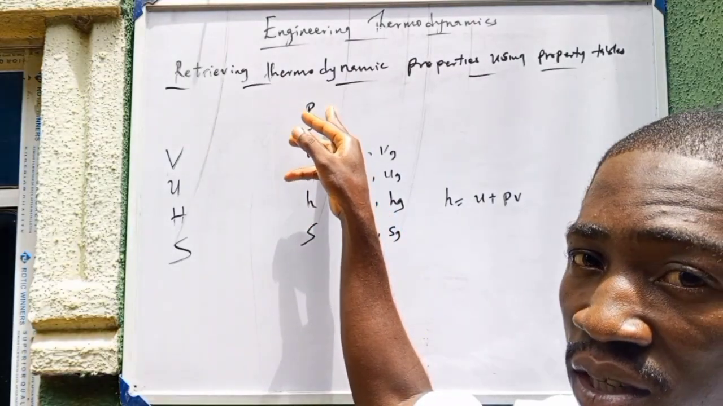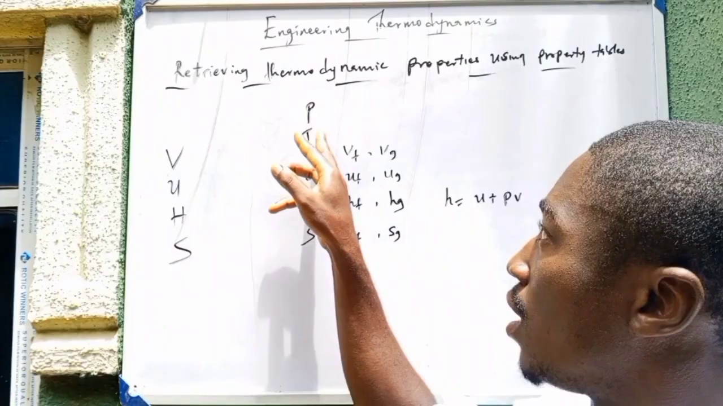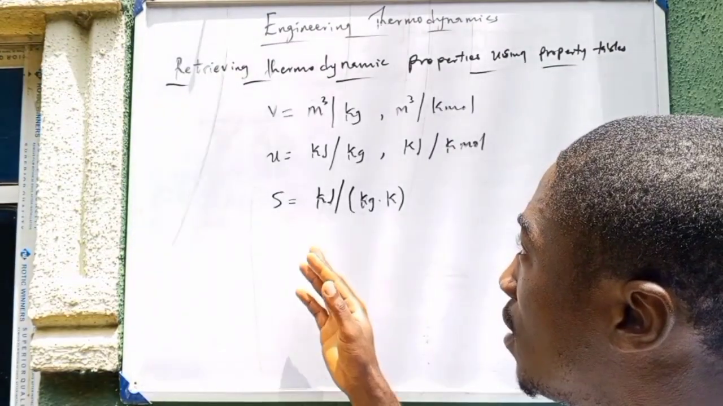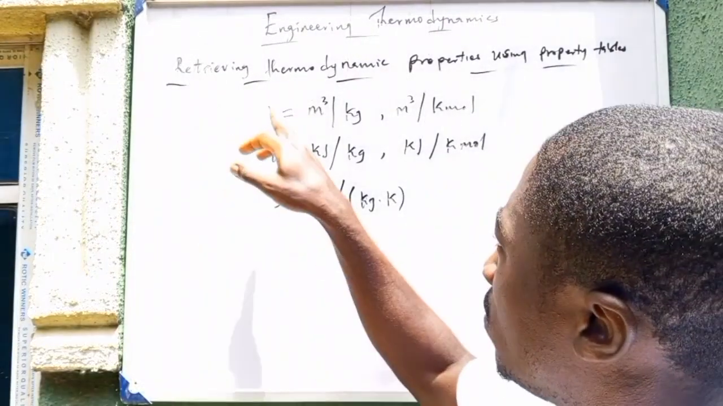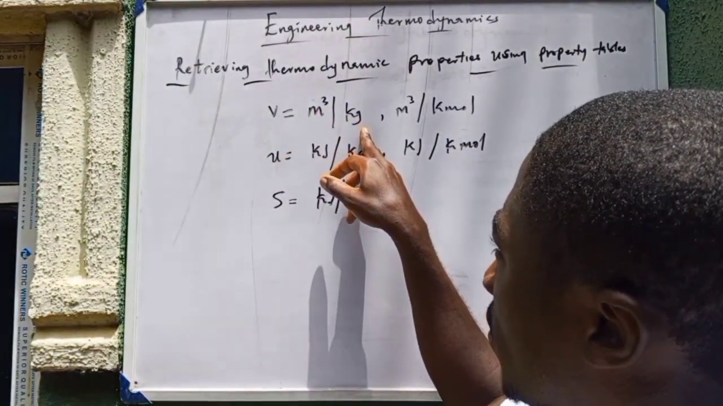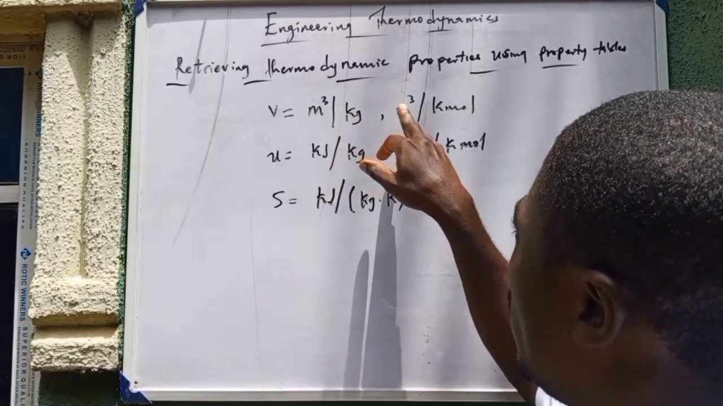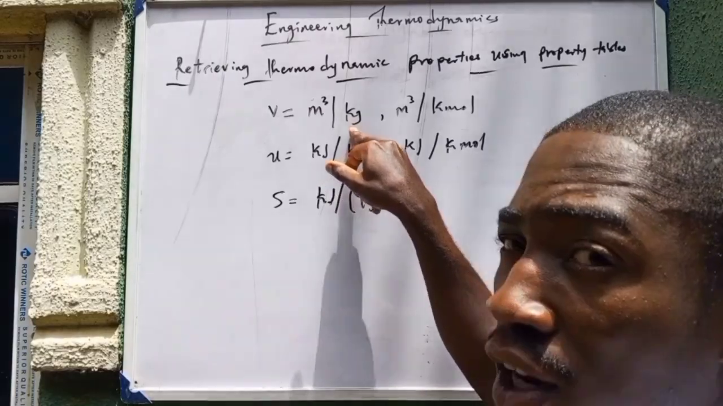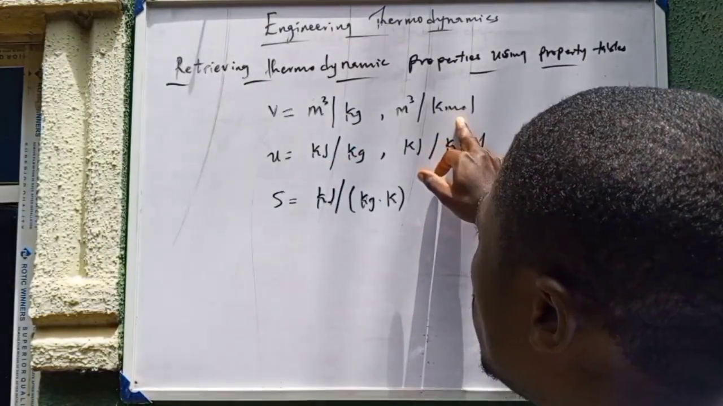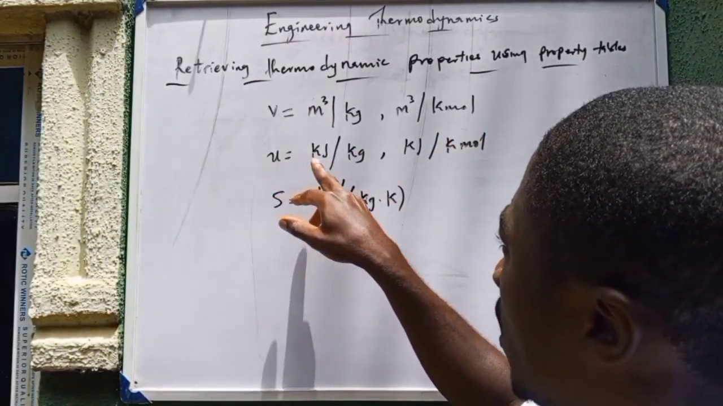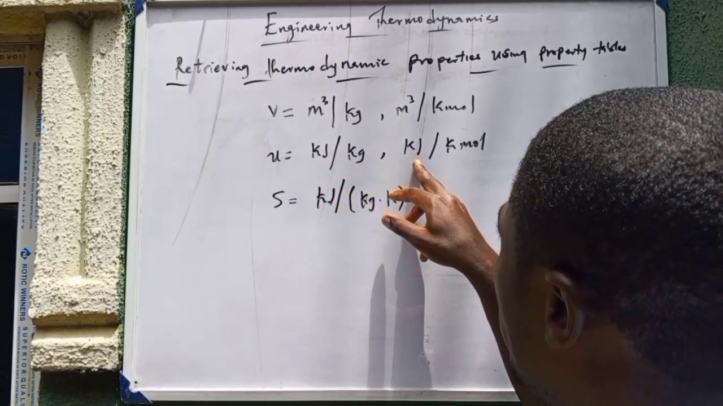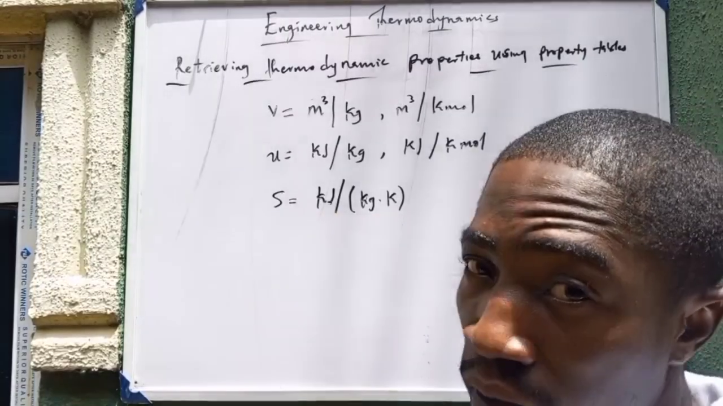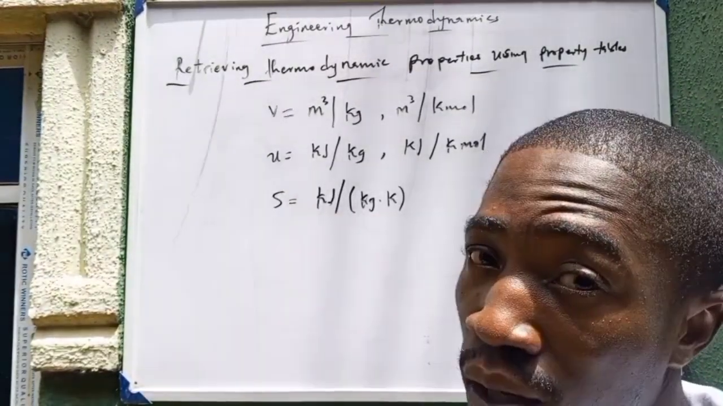But pressure is an intensive property, so it's not in per unit mass. Likewise, what? Temperature. It is not in what? Per unit mass. So here are some examples. Specific volume, meter cube per kilogram. So this is in per unit mass. Then here we also have meter cube per kilomole. So here we are having kilogram, that is mass. But here we are having kilomole. Then internal energy, kilojoules per kilogram, kilojoules per kilomole. Then entropy, kilojoules per kilogram per Kelvin. So you can see that it's in per unit what?